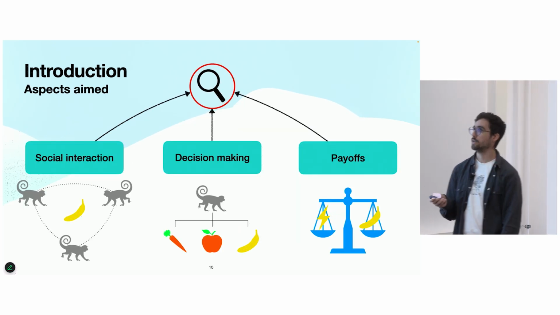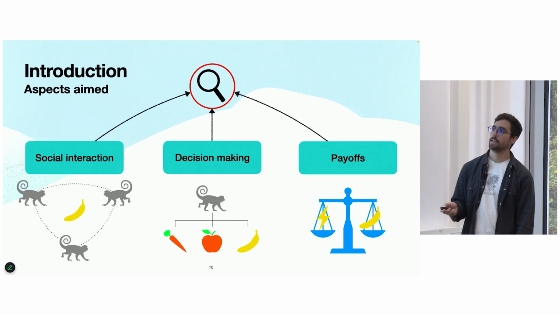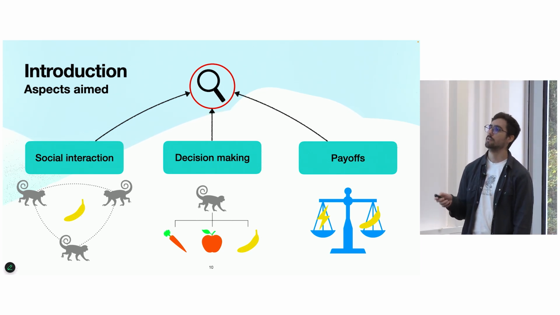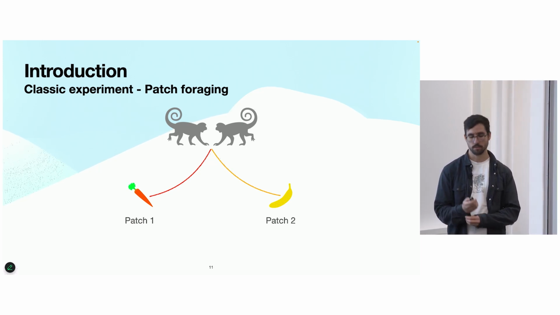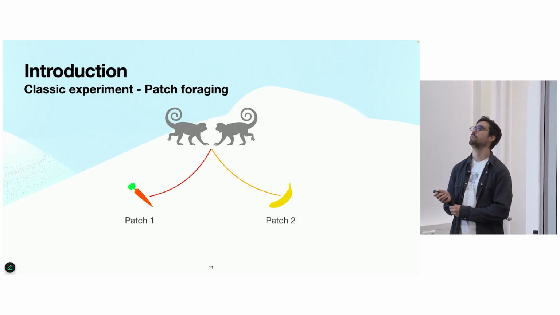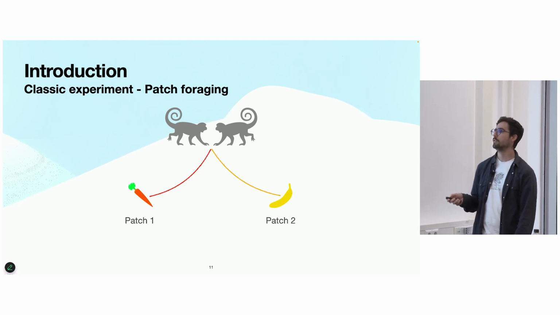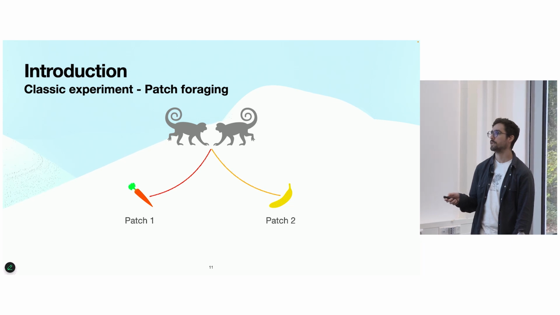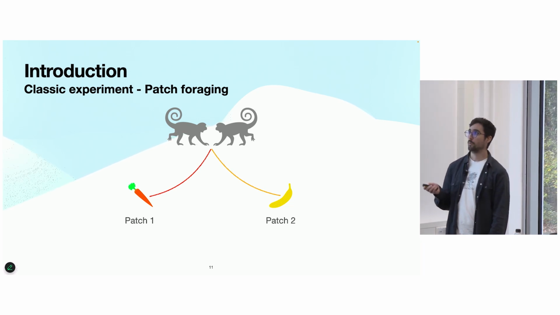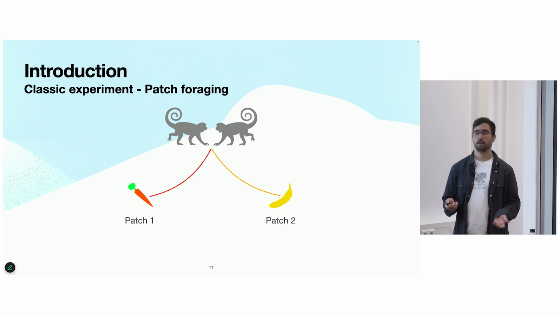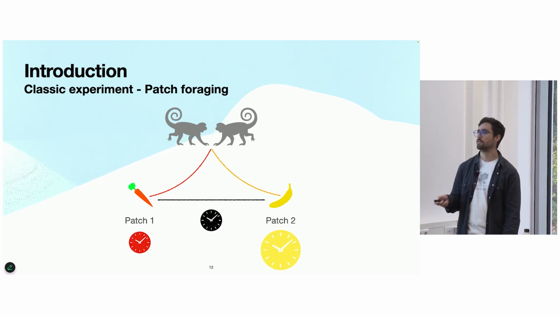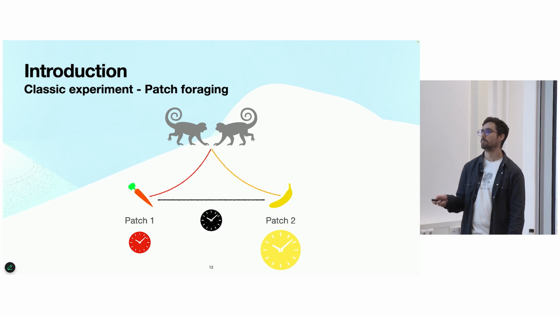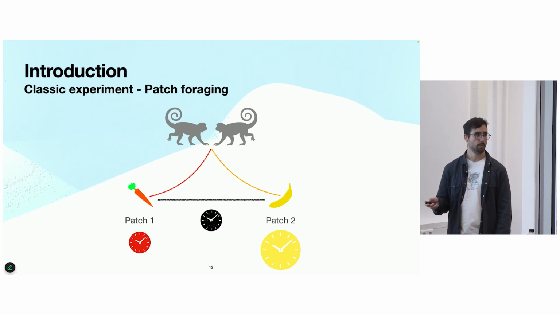So these 3 aspects can be, and are, studied in a classic experiment named patch foraging. In this experiment, let's say we have 2 animals, 2 monkeys, and we have 2 food patches, one with carrot and one with banana. We can evaluate the animal behavior just by computing how much time the animals spend in one food patch, the other, or traveling between these 2 food patches.